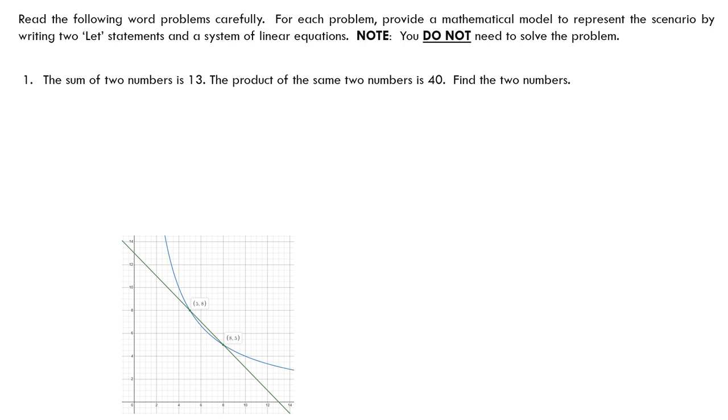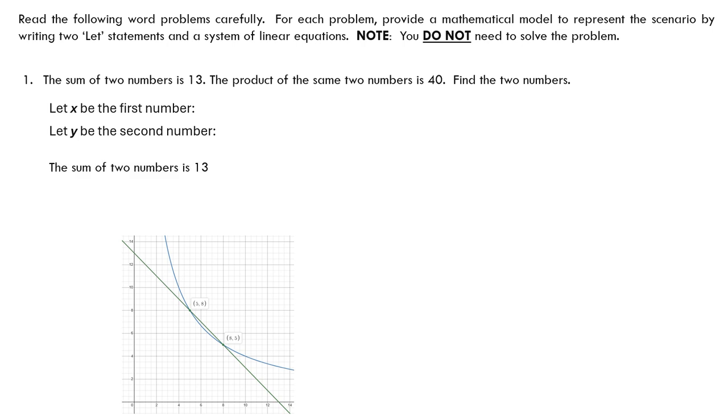The sum of two numbers is 13. The product of the same two numbers is 40. Find the two numbers. As always, we'll start with our declarations. X can represent the first number. Y will be the second number.